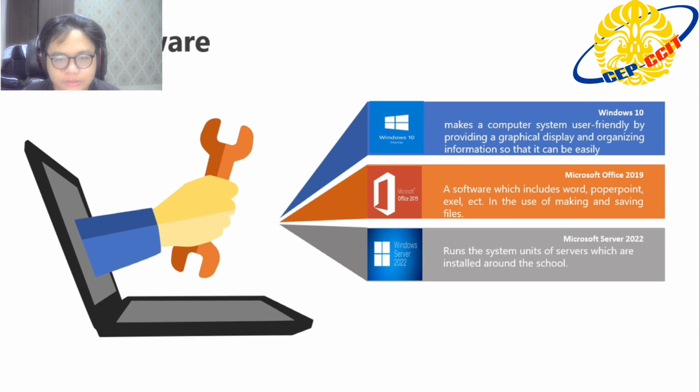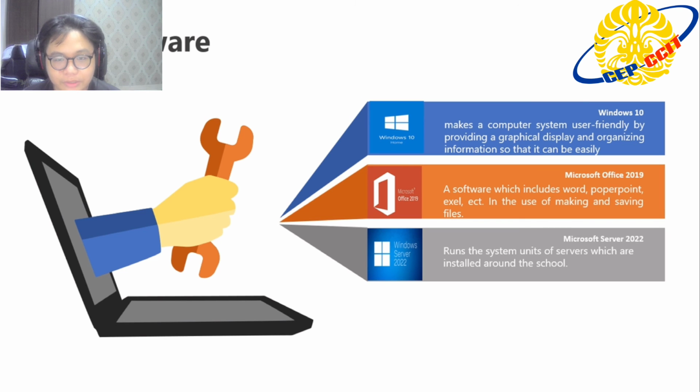Next, we will get into the software used by the vocational high school that is essential to run hardware such as the PC and the PC server. Firstly, Windows 10. It makes the computer system user-friendly by providing a graphical display and organizing information so that it can be easily accessible.